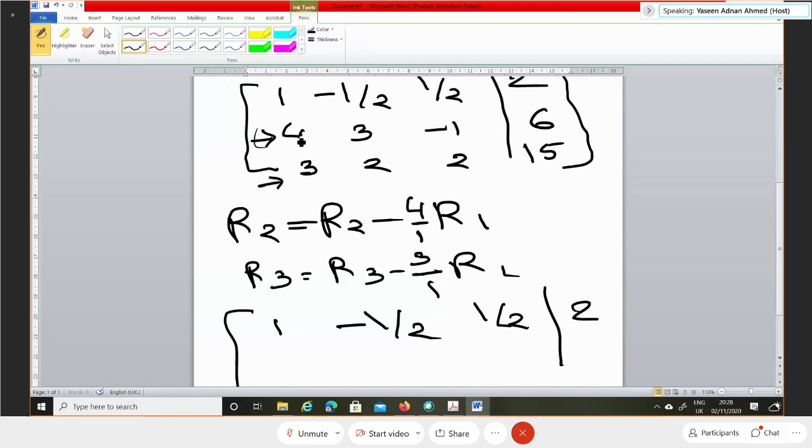4 minus 4 multiplied by 1. So it means 4 minus 4, that is 0. Next is 3 minus, then you multiply by 4 multiplied by 0.5, right? That is minus 0.5. So how much is this? 5.